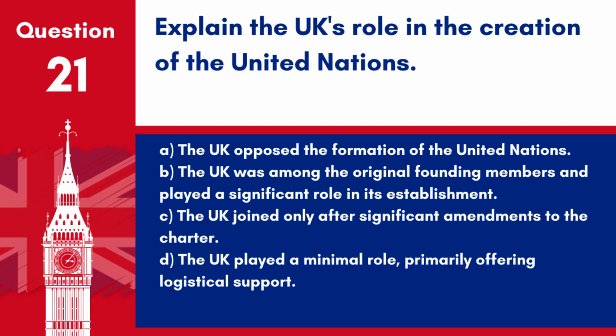Question 21. Explain the UK's role in the creation of the United Nations. A. The UK opposed the formation of the United Nations. B. The UK was among the original founding members and played a significant role in its establishment. C. The UK joined only after significant amendments to the Charter. D. The UK played a minimal role, primarily offering logistical support.